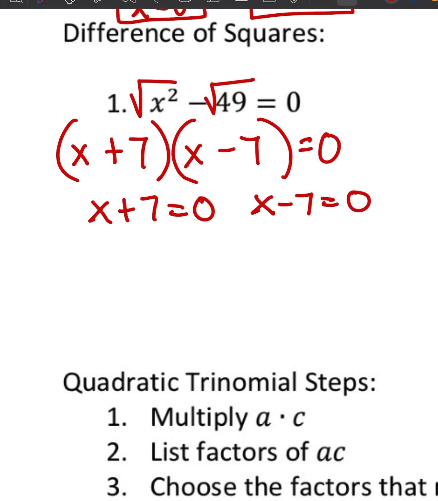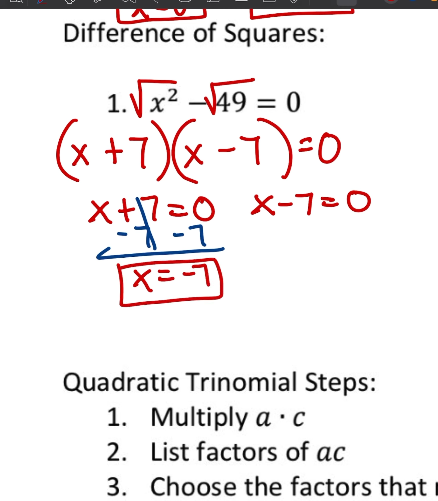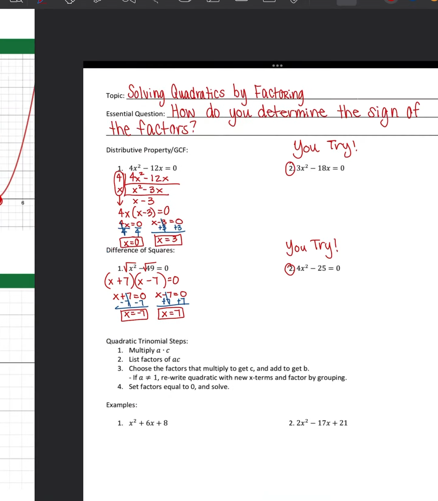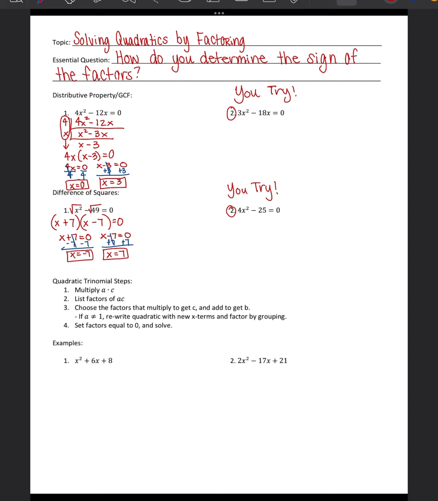And in that first set, we're going to subtract 7 from both sides because it was being added to cancel it out. So our first x-intercept is at -7. In our second set, we're going to add 7 to both sides because it was being subtracted. And our second x-intercept is going to be at +7. So those are the two places on the x-axis where our parabola crosses. You guys go ahead and try that second problem and enter into the formative.